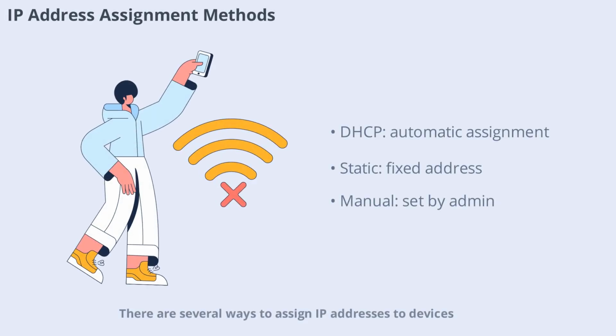There are several ways to assign IP addresses to devices. The most common is dynamic assignment using DHCP, which automates the process. Static assignment is used for devices that need a fixed address like servers. Some networks use manual assignment, where an administrator sets each address individually. Each method has its pros and cons depending on the network's needs.